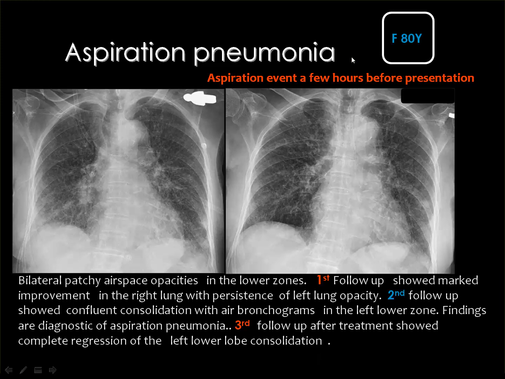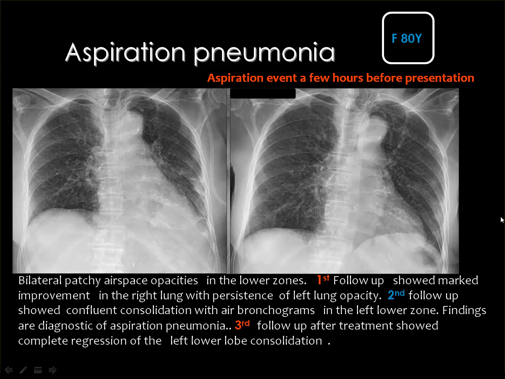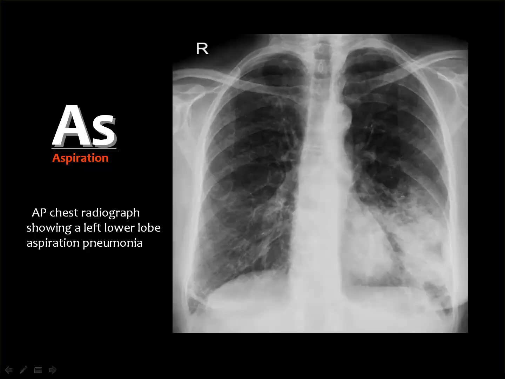Then this is an example of an 80 year old female with an aspiration event a few hours before presentation. The initial chest X-ray showed bilateral opacities in the lung bases. The next follow-up showed clearance of the right basal opacities, but persistence of the left opacities. The next follow-up showed progression of the left basal opacities with obliteration of the diaphragmatic contour and some fluid in the costophrenic angle. The final follow-up showed clearance of both opacities with clearance of the costophrenic angle.